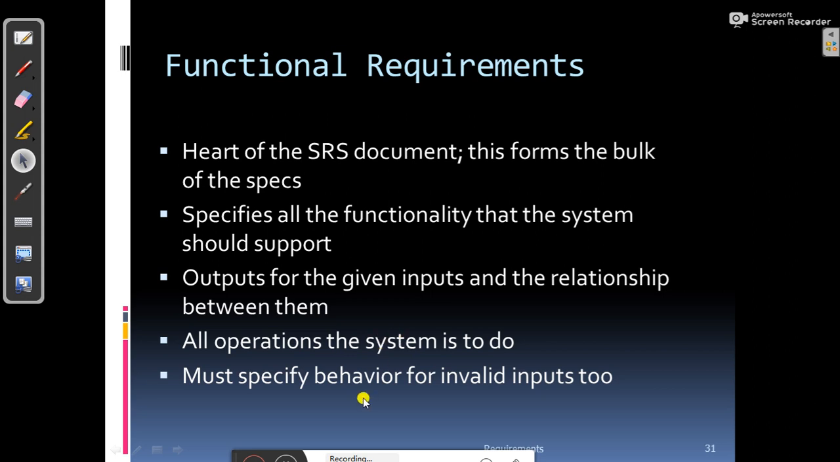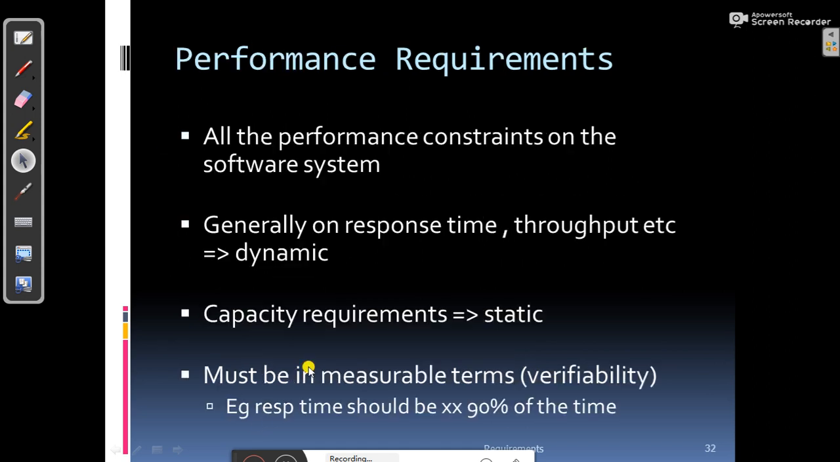It must specify the behavior for invalid inputs also. Obviously for invalid input also you need to specify everything. So the SRS document is like the main manual of your system. Okay, the main manual of your system.